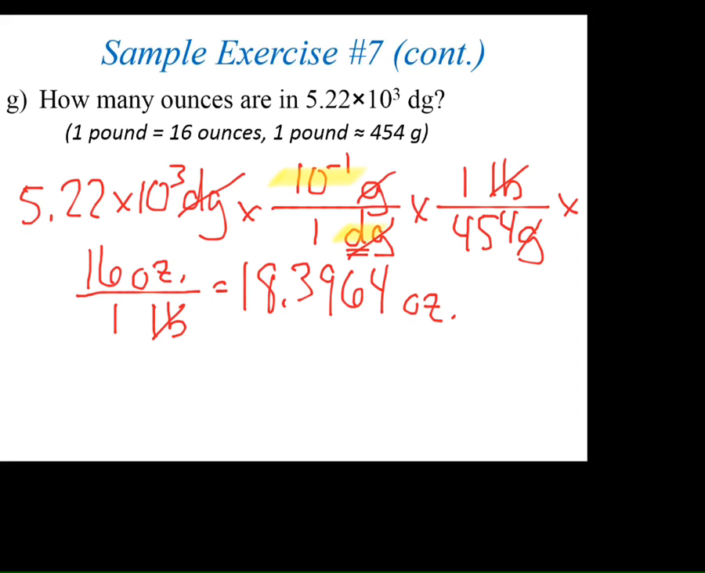Okay, let's look here. How many sig figs are in 5.22 times 10 to the third? 3 sig figs. How many are in 10 to the negative 1 grams of the decigram? That's been defined, right? Metric to metric. That's been defined to be true. That is exact. So infinite sig figs. How about 1 pound is 454 grams? 3 or exact?